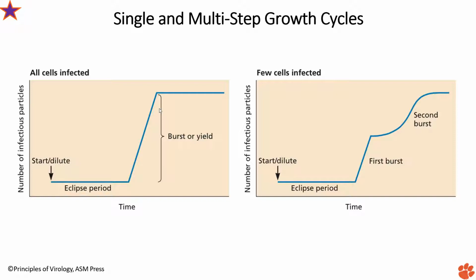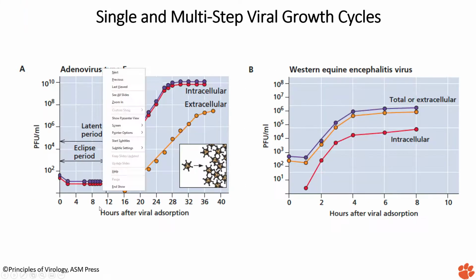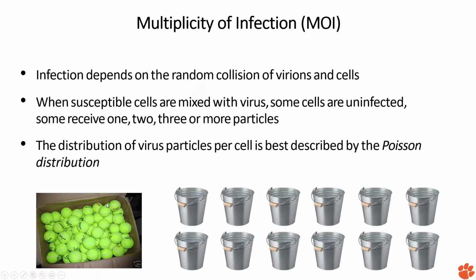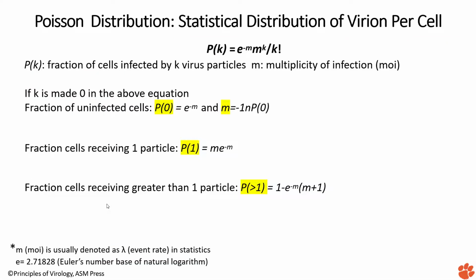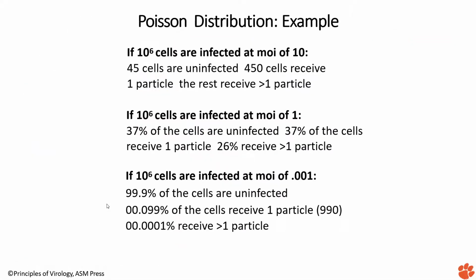And I can just quickly go back and say where we get these numbers. So you get it from the Poisson distribution, but you do not have to do any math. I'm not going to ask you math questions here. But this is what we are trying to see. If you look at the 10 to the power 6 cells infected with 10 MOI, you can see 45 cells are uninfected, 450 cells received. So 99% of the cells are infected at the same time.